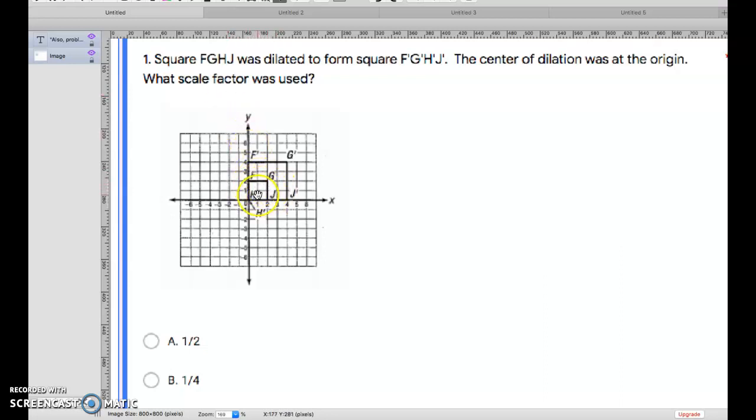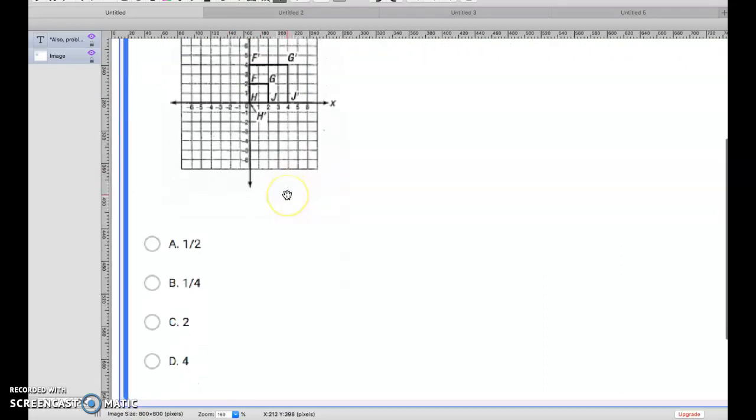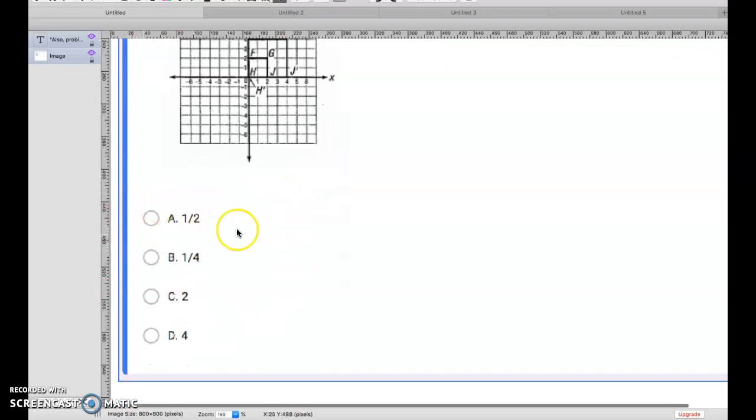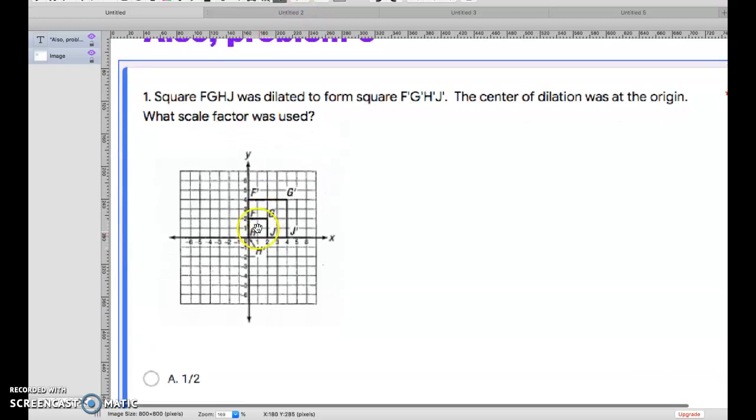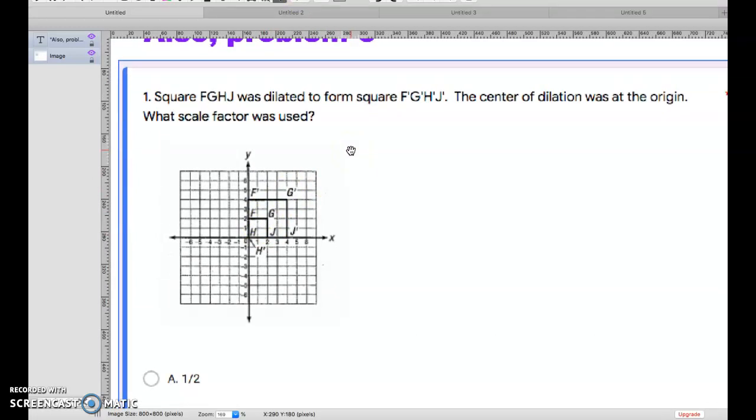So here we have a shape that's getting bigger. That means all the choices with scale factors that are less than 1 can't be what we want. So A and B are both wrong. C or D, one of those is the right answer. Remember, scale factor means you take your original coordinates and multiply them by that scale factor.